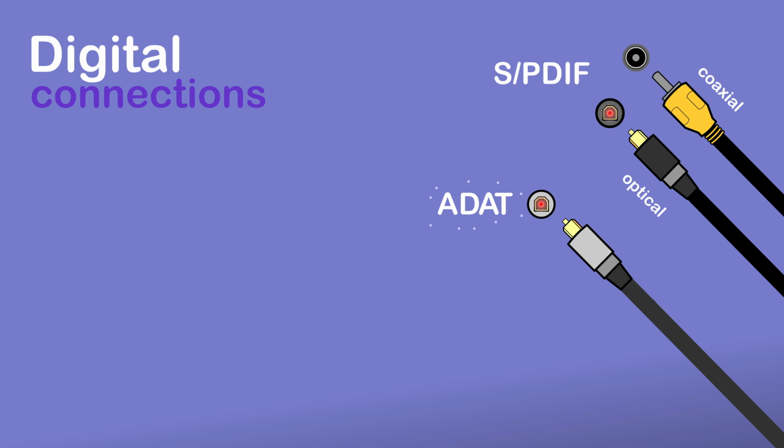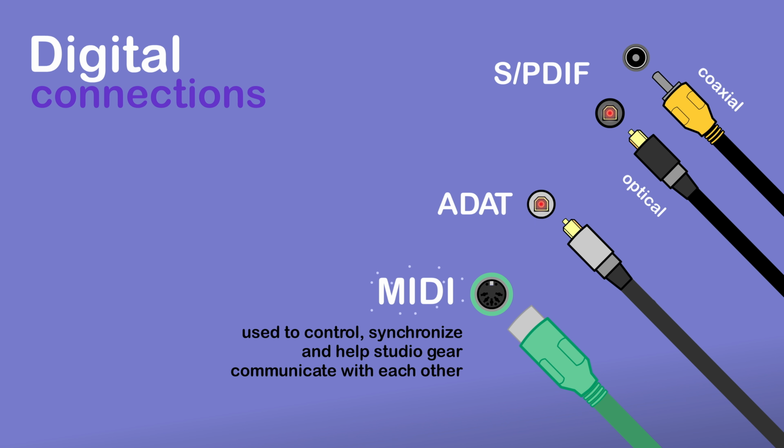ADAT, which uses optical cables with Toslink connectors and can transfer up to 8 channels of digital audio. And MIDI, which most commonly uses 5-pin DIN connectors and is used to control, synchronize, and generally help studio gear communicate with each other. MIDI can be found on synthesizers, effects, audio interfaces, mixers, controllers, and so on.